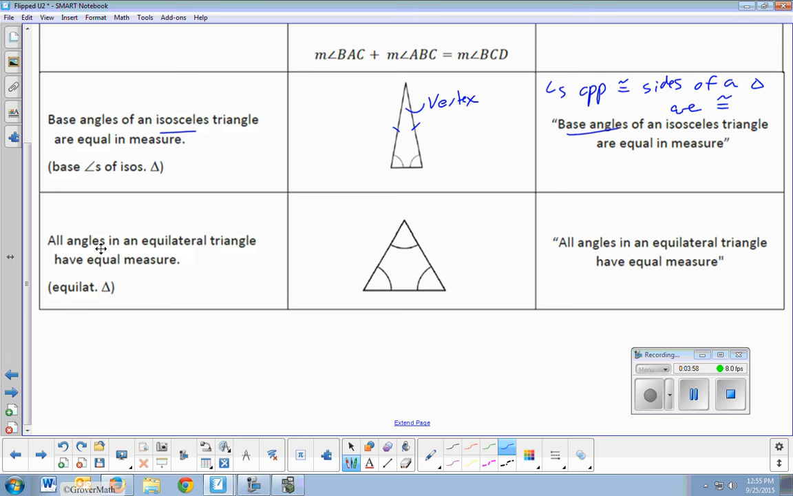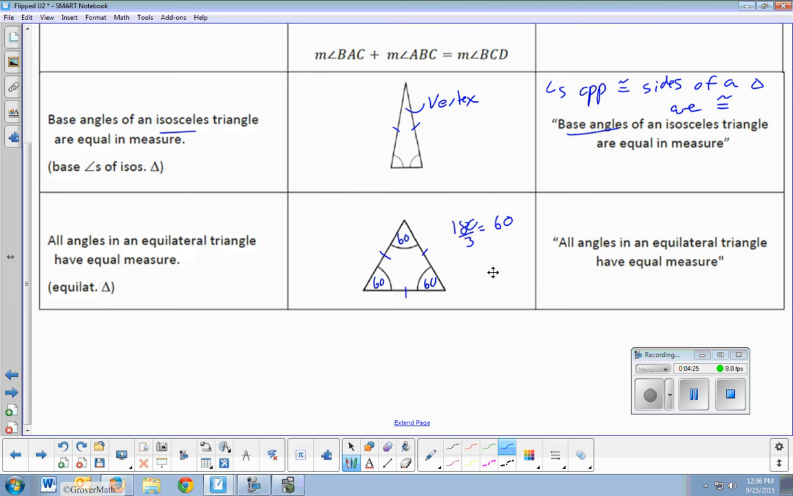Okay, so all angles in an equilateral triangle are equal in measure. Well, if an isosceles triangle has two equal sides, therefore two equal angles, an equilateral triangle has three equal sides, so that means it has to have three equal angles. And specifically, they have to be 60 each. Because if they're all the same, 180 divided by 3 has to be 60. And they all have to be the same, so they have to all be 60.